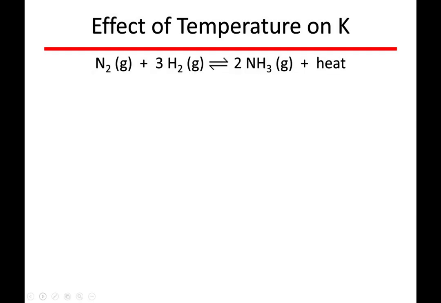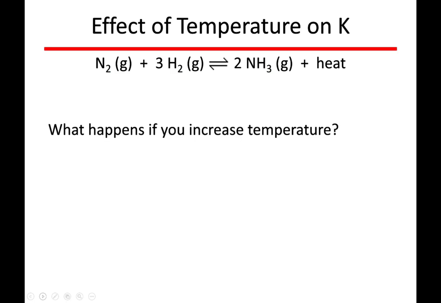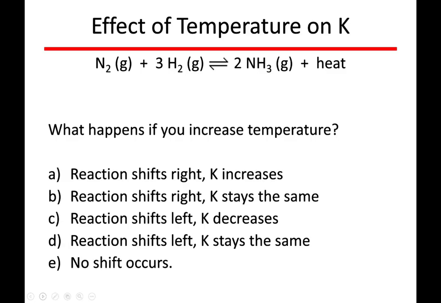As a little bit of a review, we're going to think about this reaction, N2 plus 3H2 at equilibrium with NH3. This reaction is exothermic because I've shown that heat is on the right-hand side of the equation, so the reaction is releasing heat. Let's think about what would happen if you were to increase temperature. Think about whether that's going to cause the reaction to shift right or left, or if it's going to shift at all, and what that will do to the value of K. Go ahead and put in your answer.